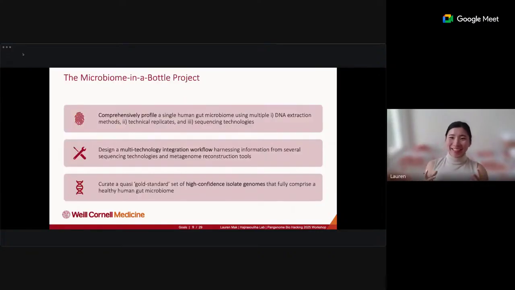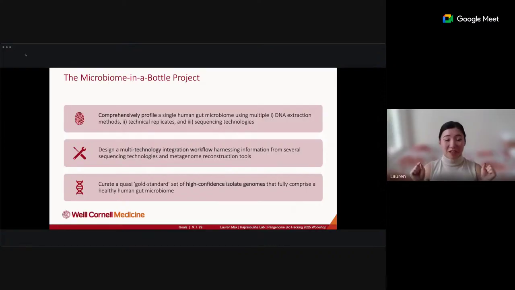Which brings me to the project I've been working on, which is trying to address the fundamental unknowability problem of a metagenomic sample right at the beginning. What I want to do is kind of do for the human gut microbiome what the Genome in a Bottle project has done for the human genome, at least before telomere to telomere assemblies. If you've heard of that, this is sort of the same idea.